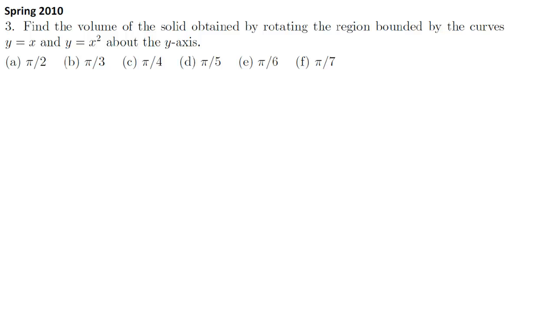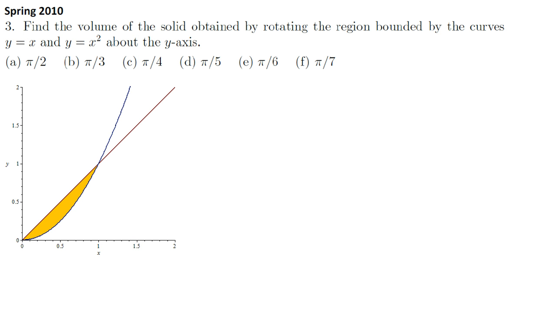Find the volume of the solid obtained by rotating the region bounded by the curves y equals x and y equals x squared. And we're going to rotate this about the y-axis. So y equals x and y equals x squared. The graph will look like that. They intersect at 0 and 1.